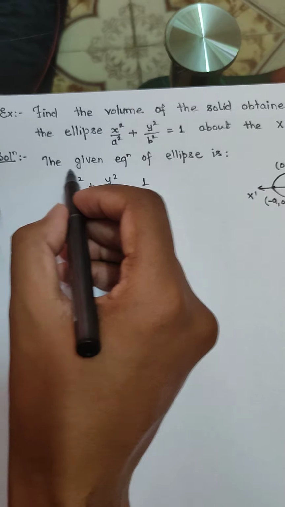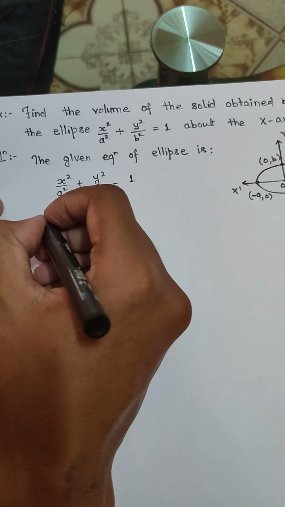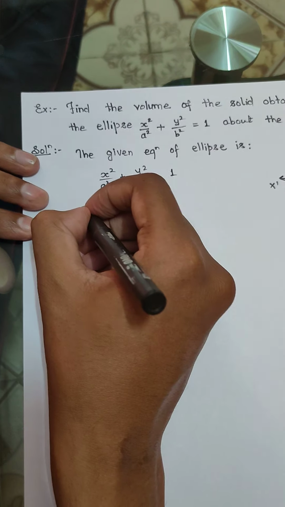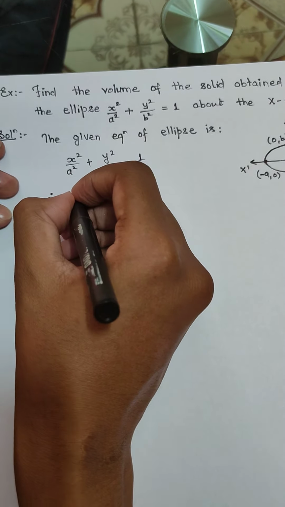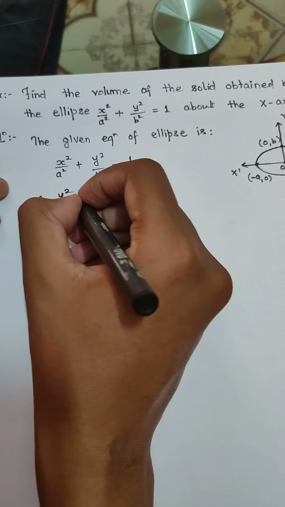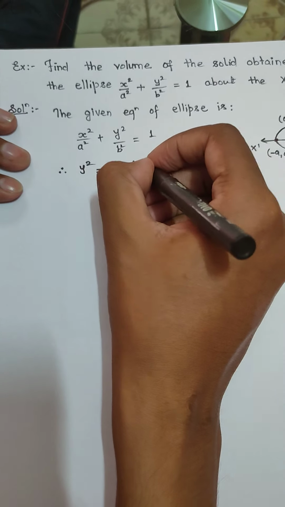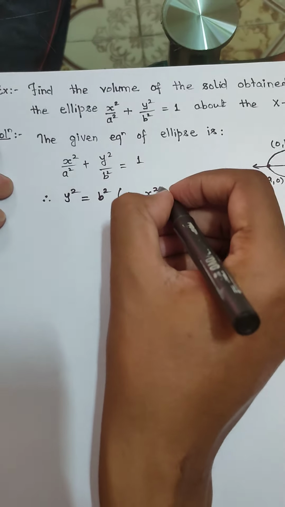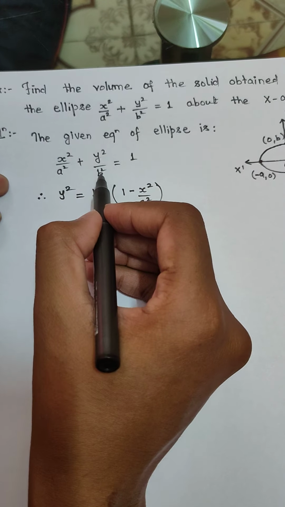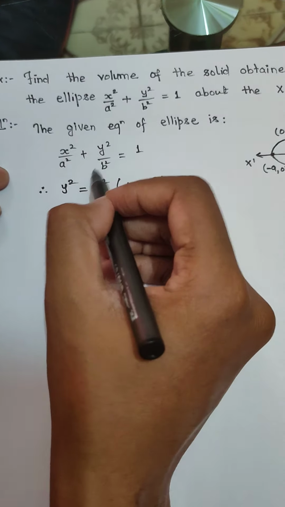Okay, so let us start with the given equation of the ellipse, which is this, and as you know the formula we have just discussed, try to get y square from here. So what is it? y square is equal to b square into 1 minus x square by a square. We have to find out y square. So y square by b square is 1 minus x square by a square, and then b square multiplied here. So we have this.